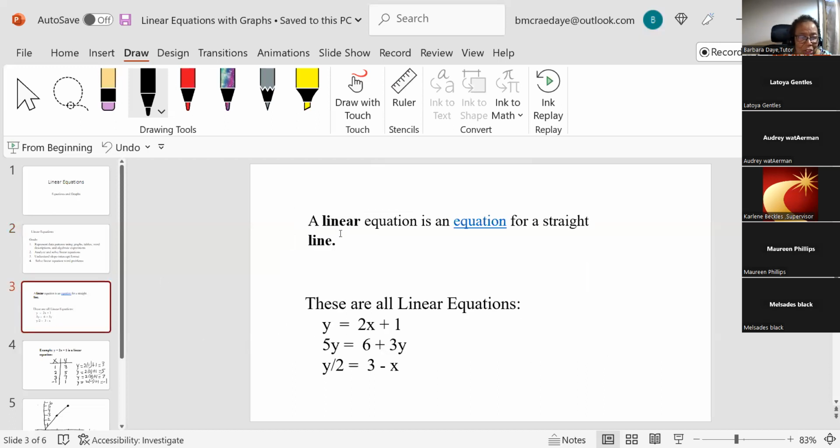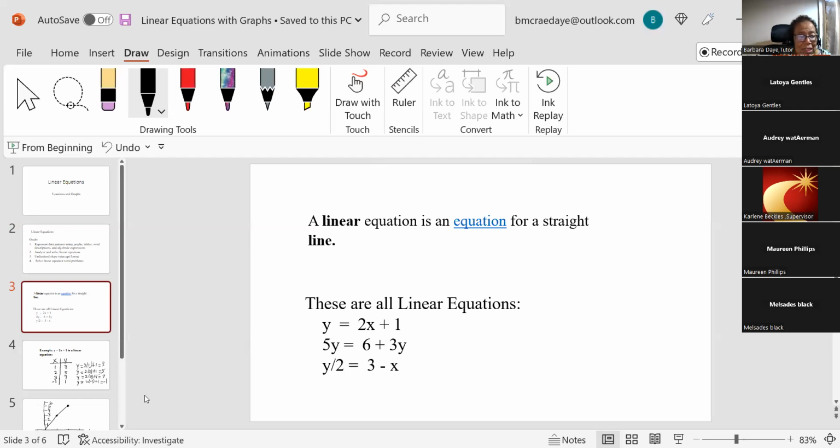Now, let's look here. The equation for a straight line. Here are some examples of linear equations. Y equals, if we plotted X and Y, we'd get a straight line. Another one, 5y equals 6 plus 3y. Y over 2 is 3 minus X. These are just some examples of linear equations, all right?